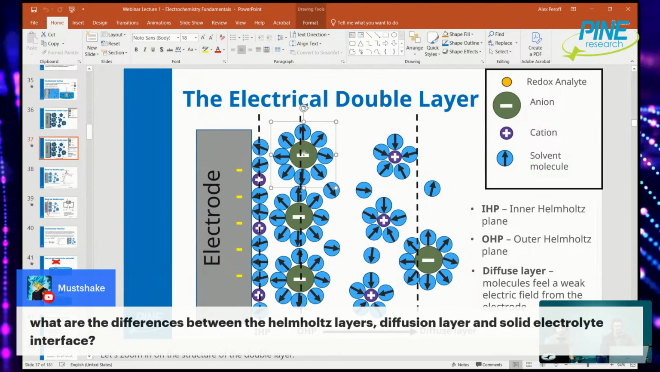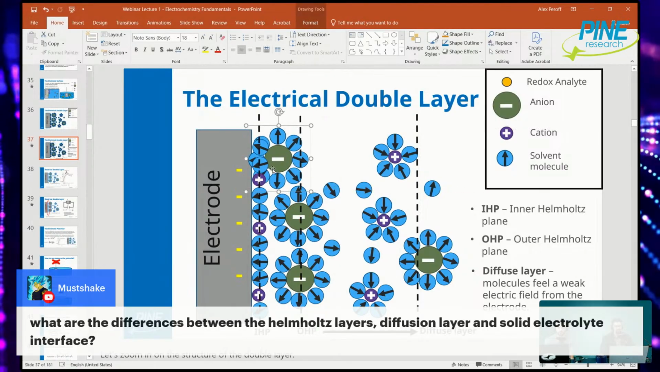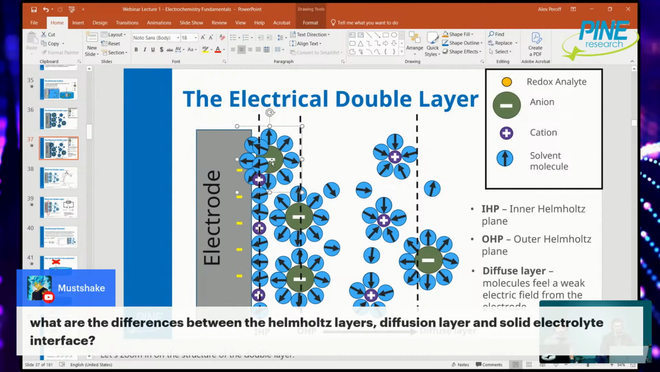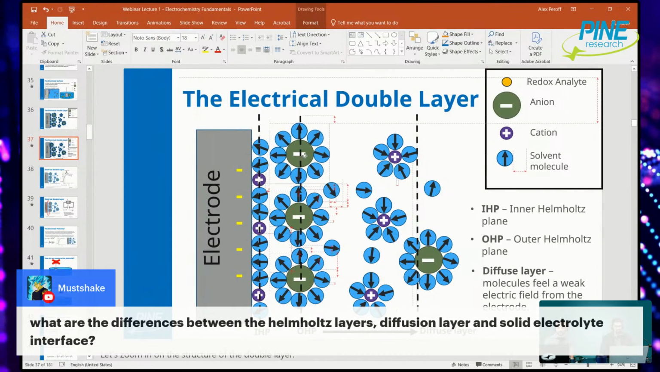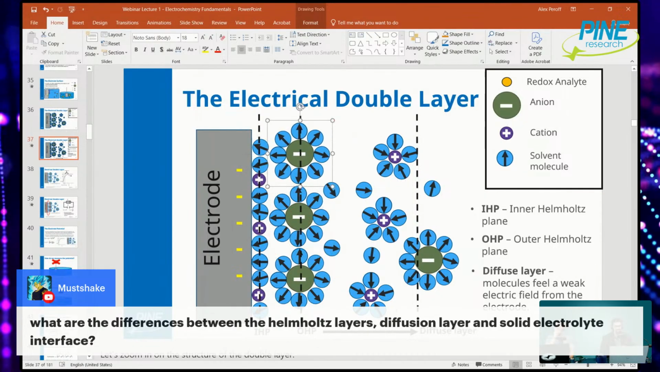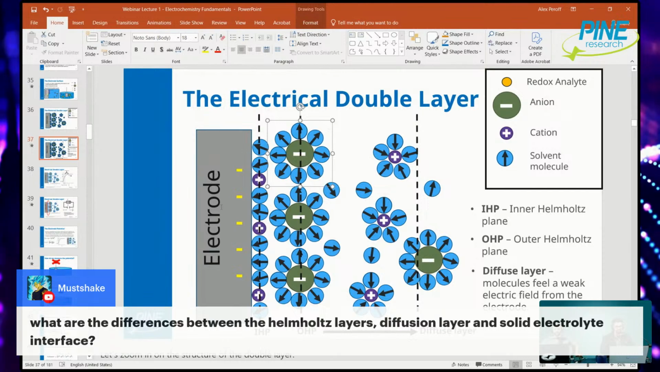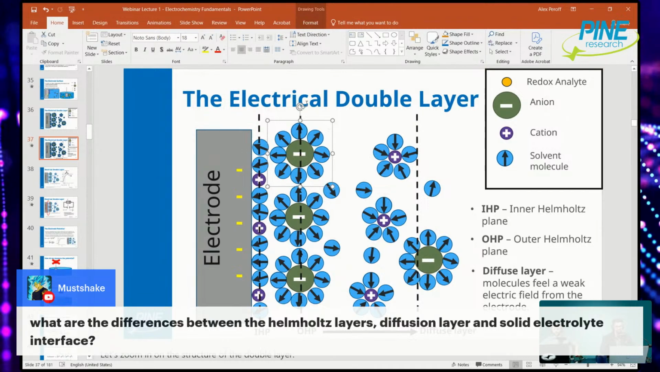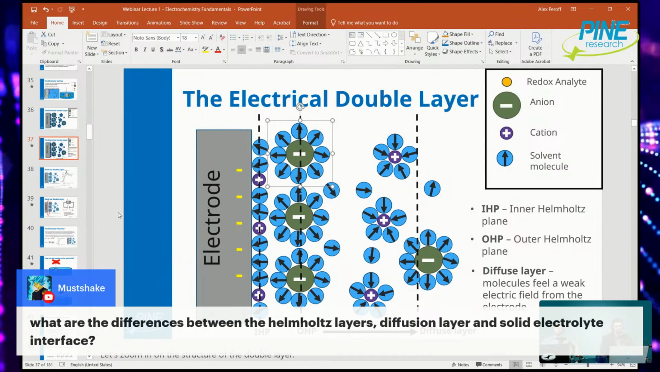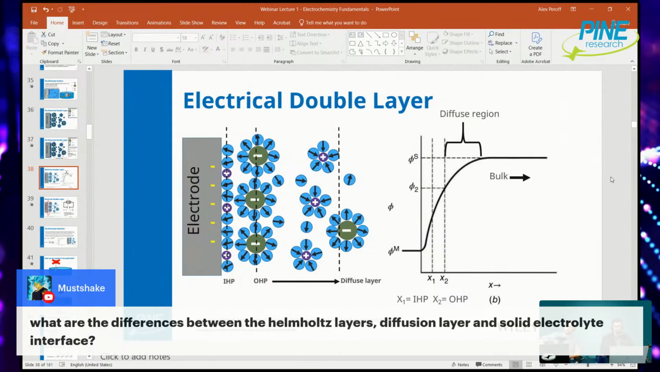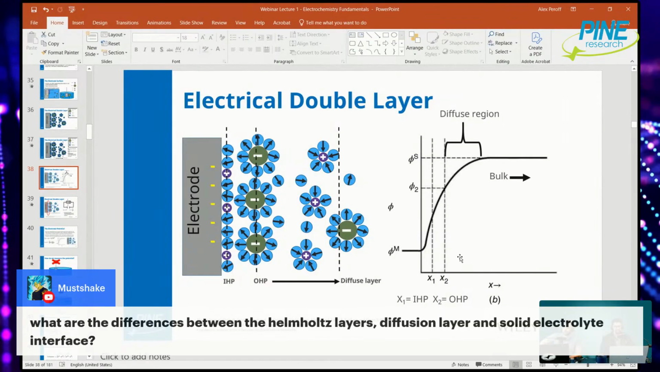So if this was negatively charged, it'd be a little further away, or actually it'd be closer. The outer Helmholtz plane, OHP, is then described as the plane of closest approach. So it's just the second layer, like the next closest layer of ions towards the surface. And then you have what's known as a diffuse layer. And this is what X1 and X2 look like in this plot.